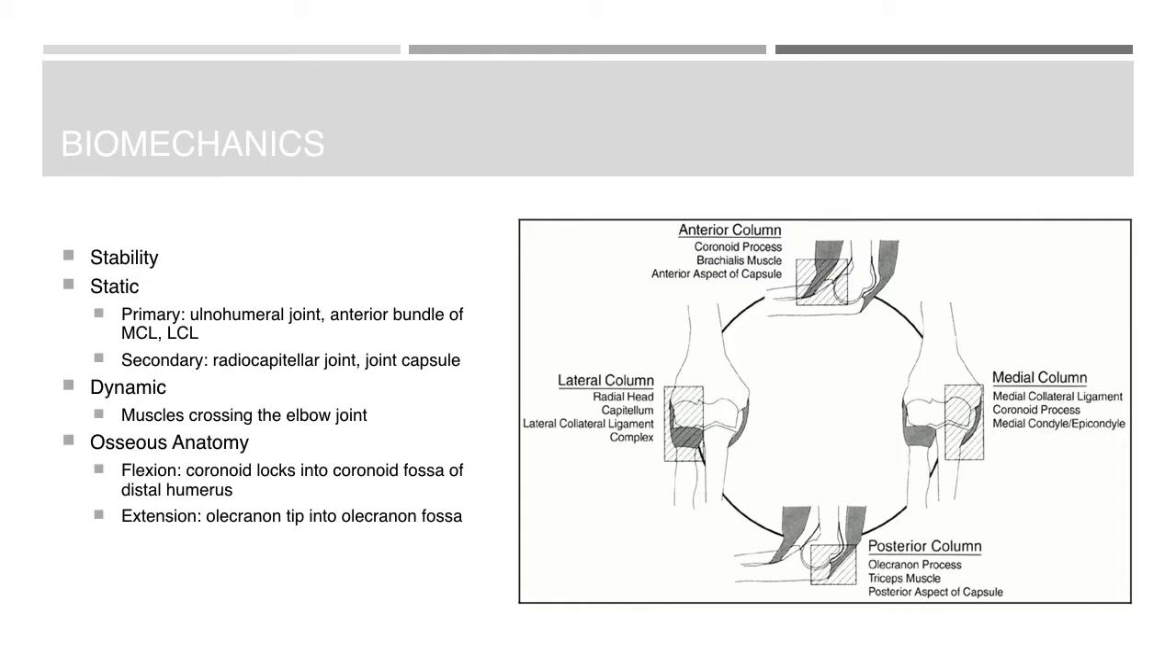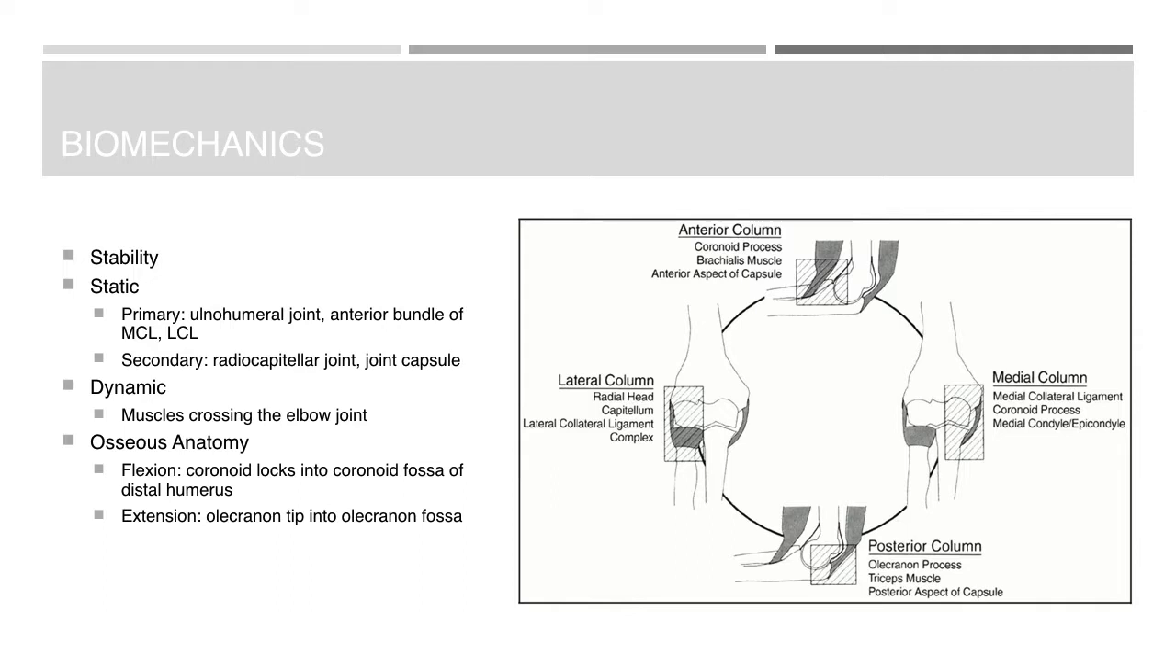The trochlear and greater sigmoid notches of the proximal ulna are highly congruent and to a degree constrained, thus providing inherent osseous stability. In flexion, the coronoid process locks into the coronoid fossa of the distal humerus, while in extension, the tip of the olecranon fits into the olecranon fossa, resulting in stability at the extremes of motion.